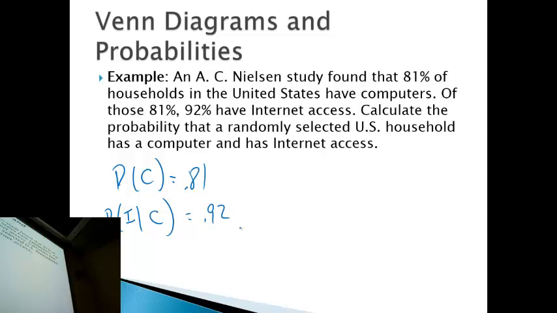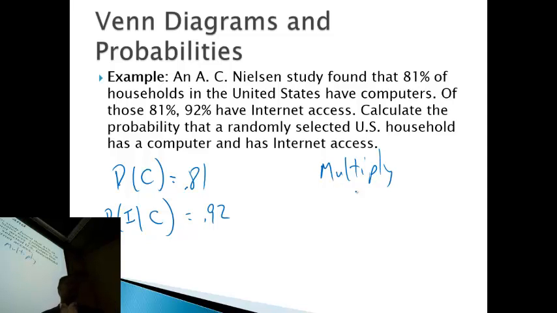What I like to do is kind of read these problems and take notes along the way. Otherwise, you kind of get too confused sometimes. So if I know someone has a computer, the chance of having internet is 92%. What's the chance that a household has computer and internet access? How do we figure this out? It's a sequence of events. Multiplying. It's 92% of the 81%. Exactly. So we want to go ahead and multiply.